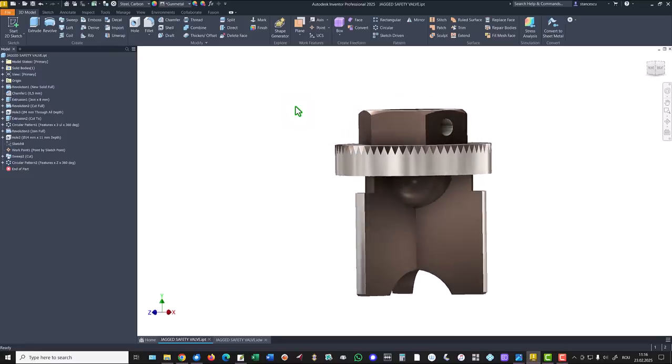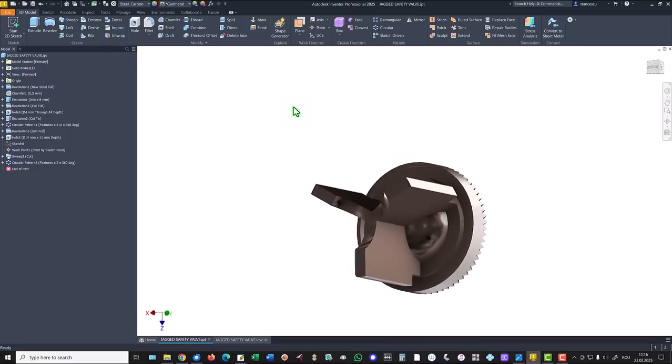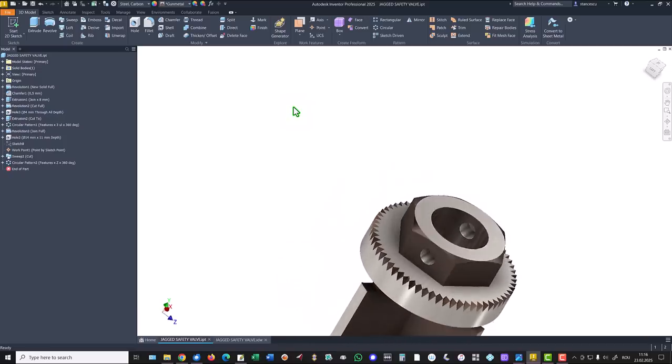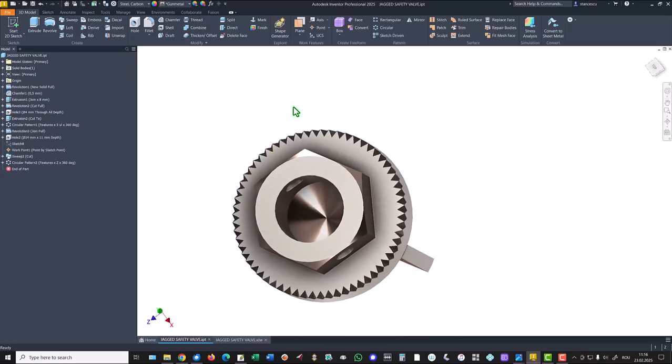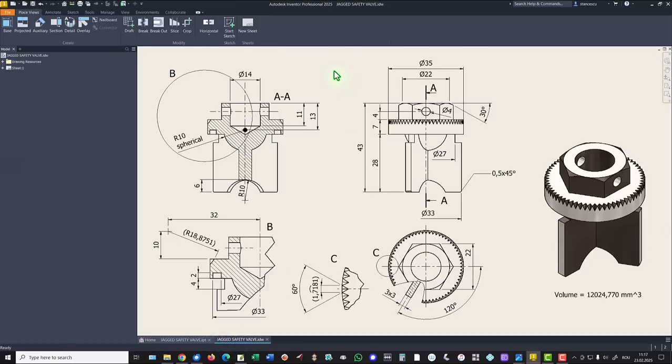Hi my friends, today we model this part. You see that it has interesting features. This is the drawing.